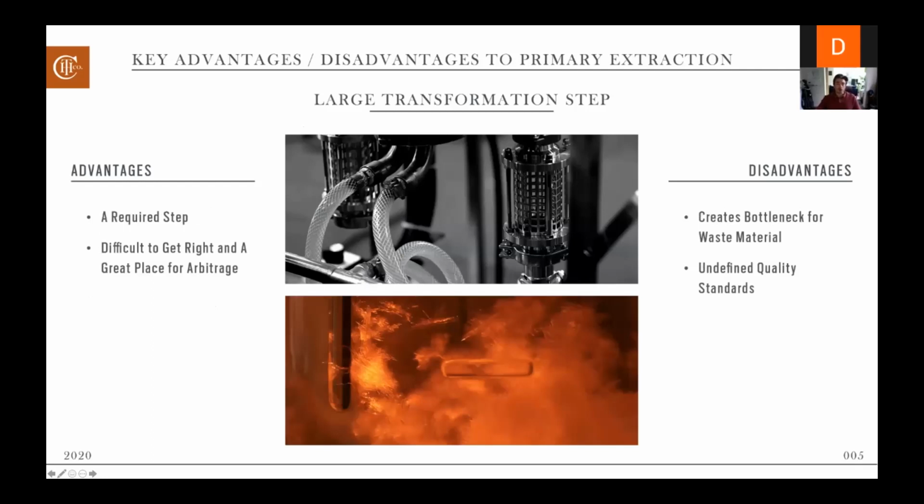Now moving to extraction, or really primary extraction, which is the process of taking the biomass into a fully winterized, decarbed oil. The major advantage here that we see is, again, it's a required step in the process. If you're a farmer or an operator that doesn't want to sell at the biomass stage, transforming that into an oil product is absolutely required.